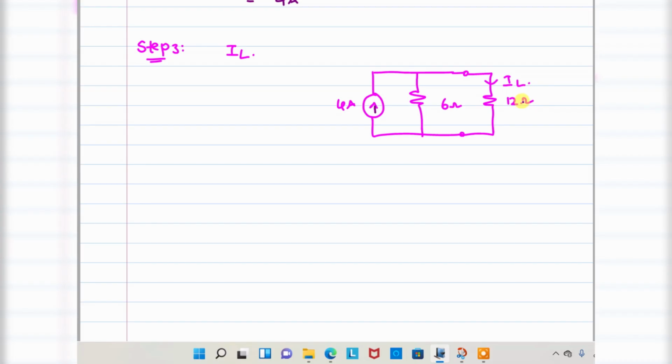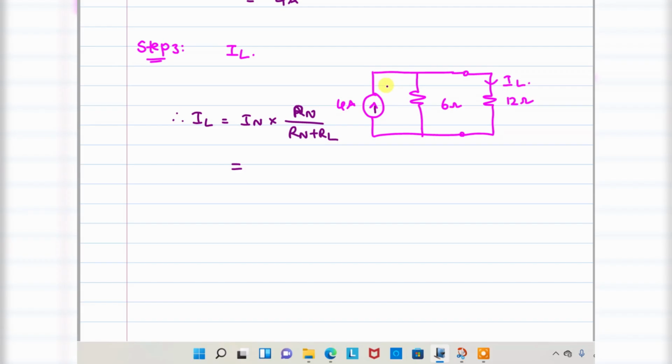IN value is 4 amperes, in series is 6 ohms. Finally, IL is equal to IN into RN divided by RN plus RL. This is the formula, same as the current division rule.